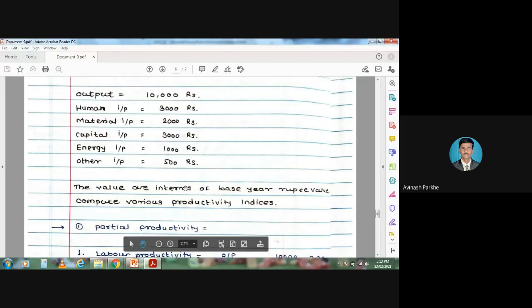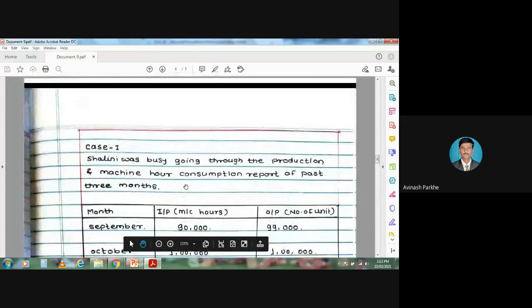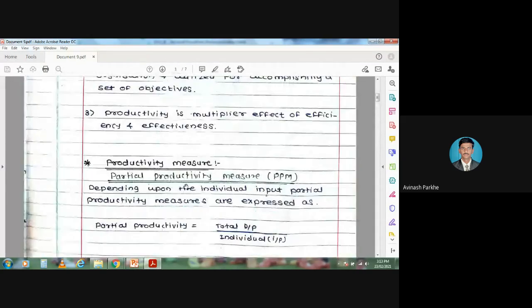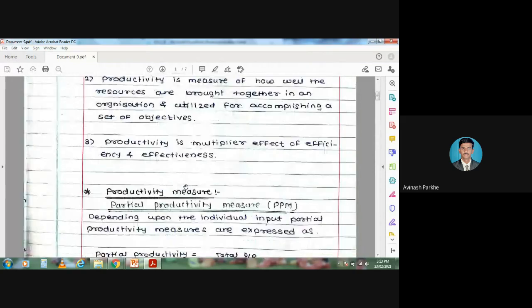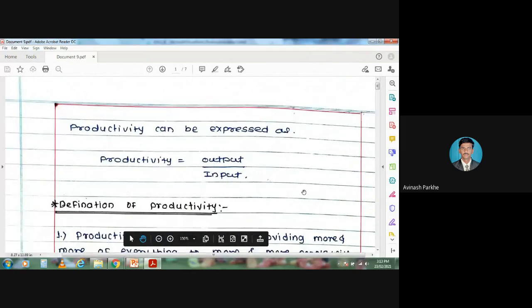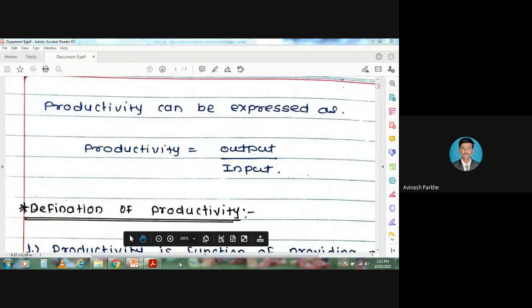So we'll discuss two numericals, how the productivity can be calculated. Before that, once again, we will review some of the basic things related to productivity. Okay, so we know that productivity is equal to output upon input.